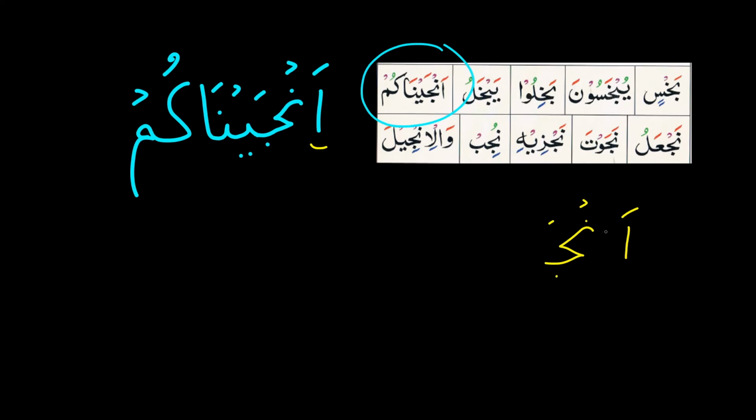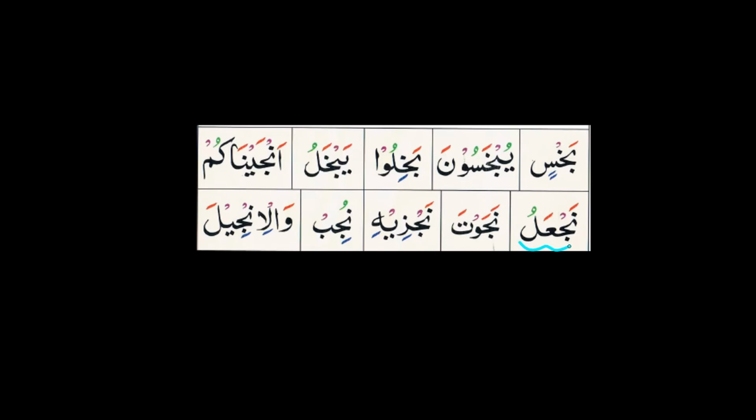So alif fatha, noon sukoon, an. Jim fatha, ja. But after jim, we have here ya. So ya with a sukoon. So jim fatha, ya sukoon, jay. An, jay. And then we have noon fatha alif, na. An, jay, na. And then we have, last but not least, kaf, dhamma, mim sukun, kum. Anjaynakum, anjaynakum. And on the noon sakin here, we'll do a bit of ikhfa. Anjaynakum.